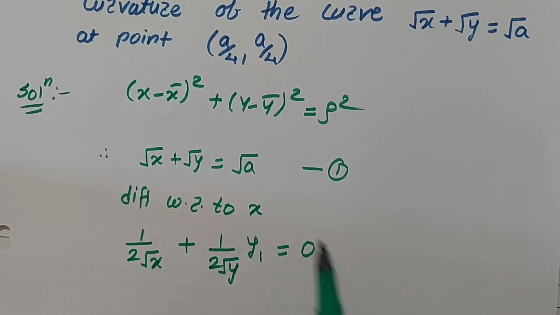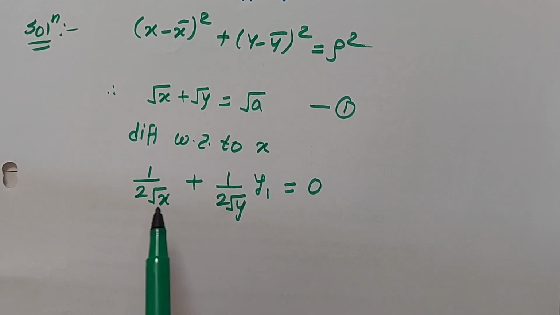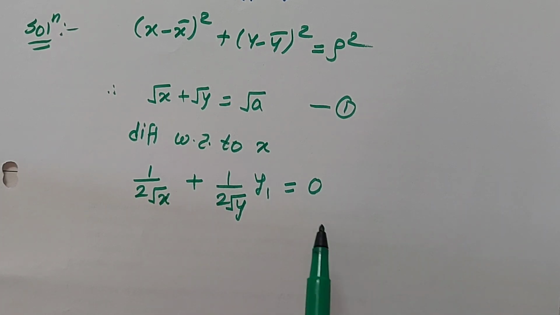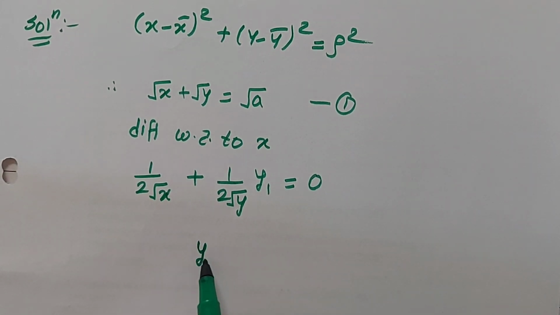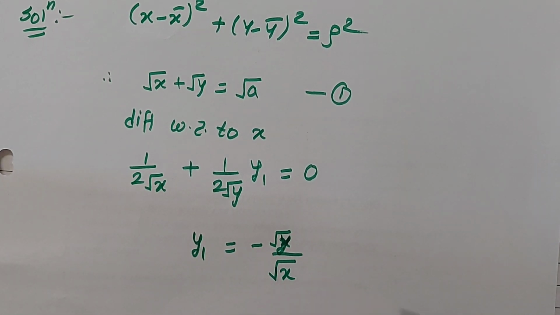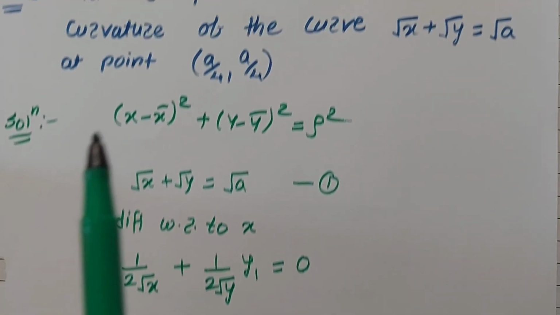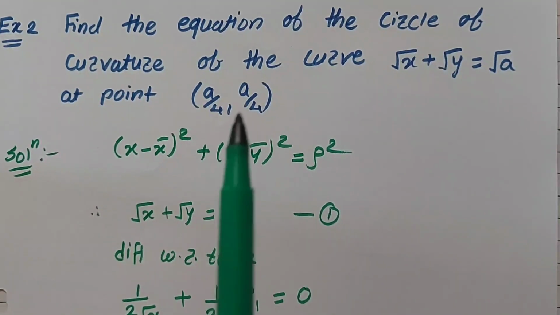Now for the radius of curvature we require y1 and y2. So here from this term we write y1 is equals to. Multiply by 2 throughout, then this 2 will be cancelled and this term we shift into the right hand side. Then it will become minus 1 upon under root of x and then multiply by under root of y. So here we get y1 is equals to minus under root of y divided by under root of x. Now here we want to find y1 and y2 at the point a by 4 comma a by 4 because we want the equation of circle of curvature at this point.